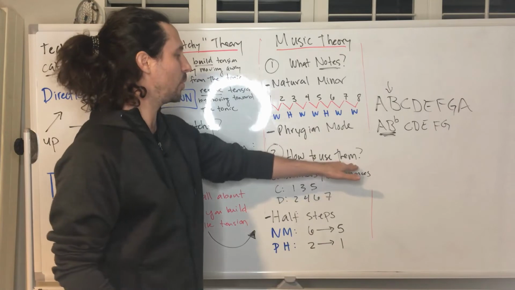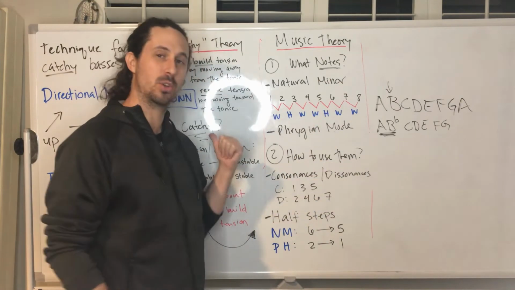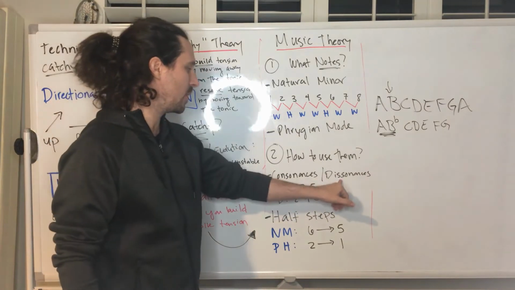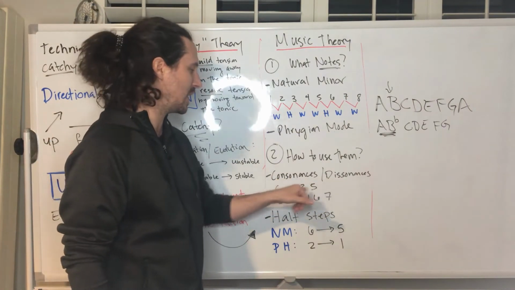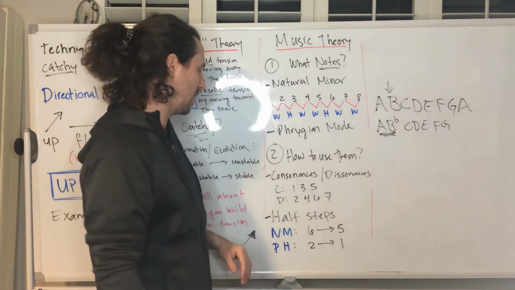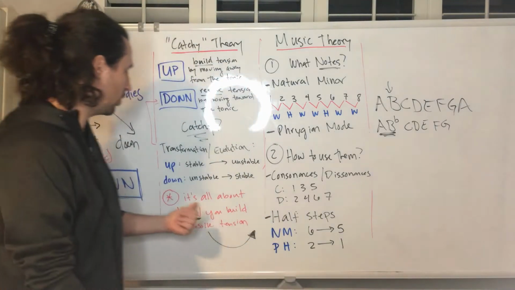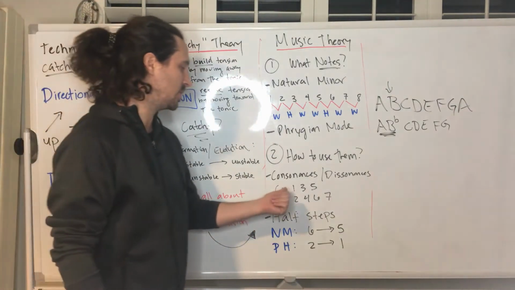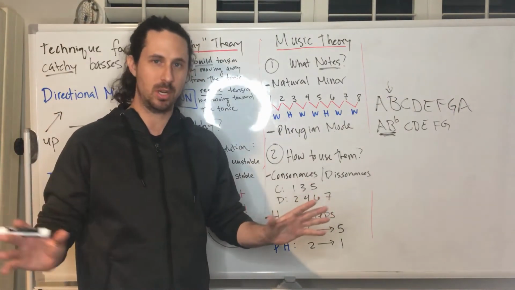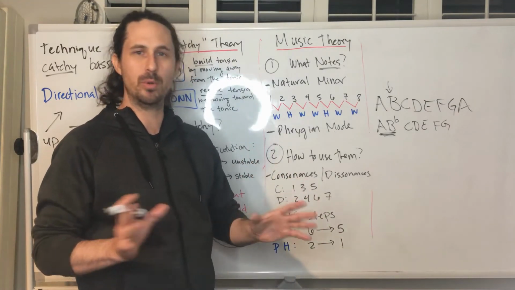Okay, and so now we want to know, how do we use them? How do we understand these scales and use them in a way to create catchy bass lines? And the first thing we have to do is look at consonances and dissonance, or consonant notes and dissonant notes in the scale. So the consonant notes are ones that just sound stable. Remember, going back to stability and instability? So the stable notes in the scale that just sound good, no matter what. They just sound right, they feel at home, they don't really want to move around too much.